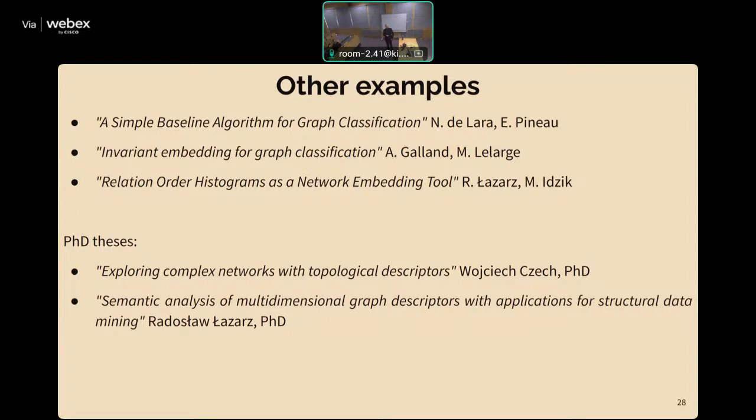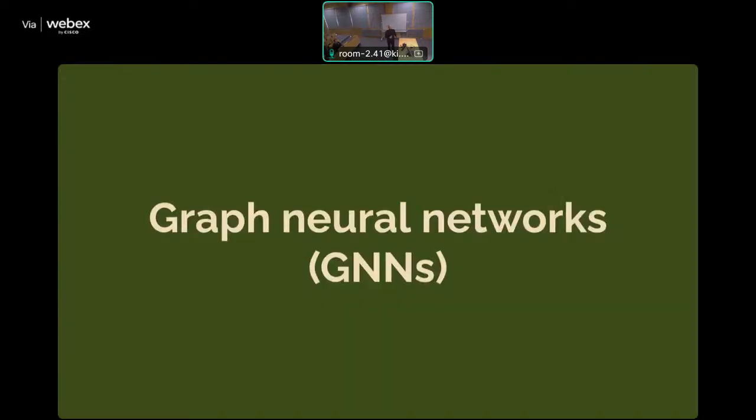Also, relation histogram, order histograms as network embedding tool by people from our faculty, also very recent. And in fact, we have 2 PhD theses in our faculty about this exact topic, by Dr. Wojciech Czech and by Dr. Radosław Łazarz, this one very recent. So yes, you can even do a PhD on topological descriptors for graph classification. So quite useful, indeed. And now I have a short section on graph neural networks.